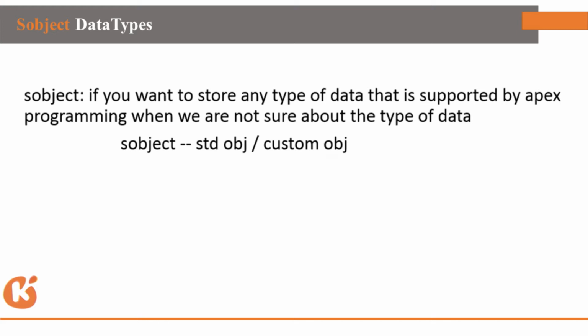S-object is a data type. You can use this as a data type when you don't know which kind of data type you can take. In general, account, contact, opportunity, these are all data types we can take. When you don't know which data type you have to take, in that case you can go for the S-object data type.